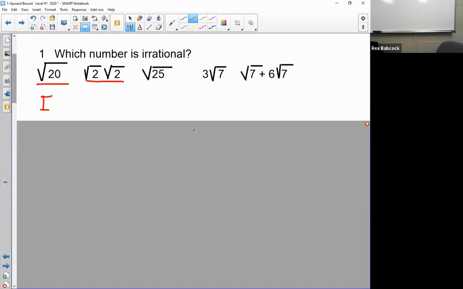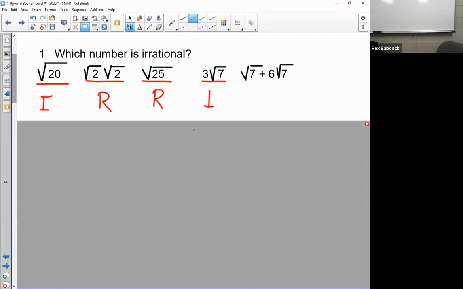2 times 2 is 4, square root of 4 is 2. No, it is rational, not irrational. What about the square root of 25? That's 5, it's rational. I can write it as a fraction. What about 3 times the square root of 7? Nope. Is it rational or irrational?